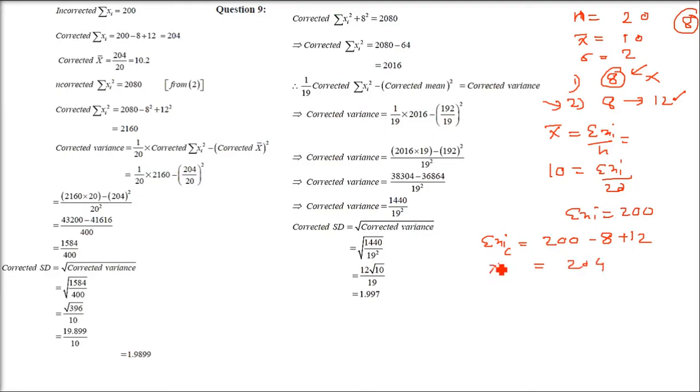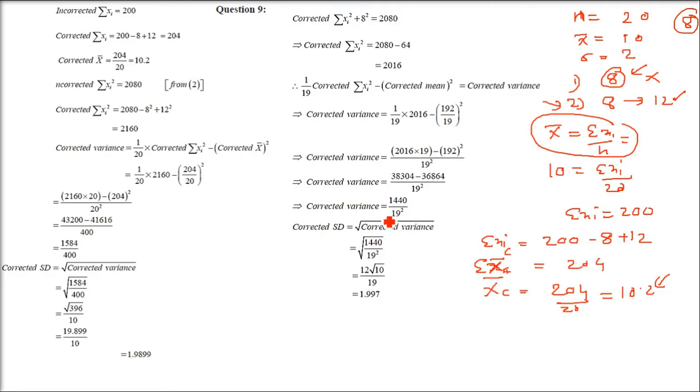This is for your corrected mean. So sigma xi corrected is 204. Now what is x bar corrected? Sigma xi by n. The formula will be the same. So 204 is the new sum, and n will be 20 because we subtracted 8 and added 12, so n also didn't change. So you see this is 10.2.